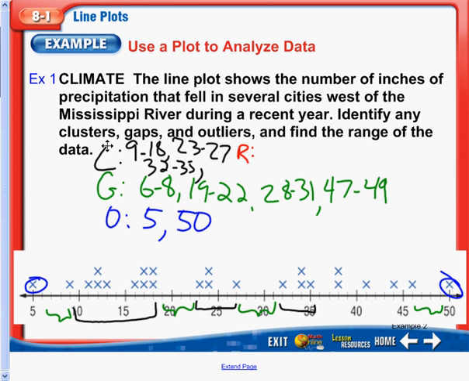And my range actually involves these 2 because 50 is my maximum. So we write that first. Then we're subtracting our minimum, which is 5, the lowest point that has a point on the line plot. So 50 minus 5 will give us 45.